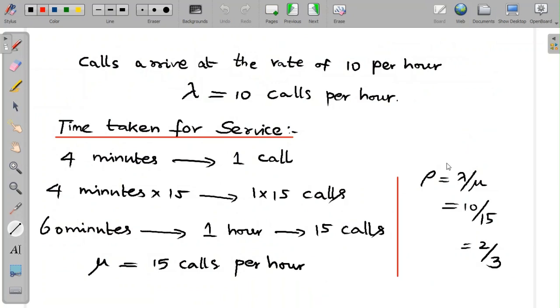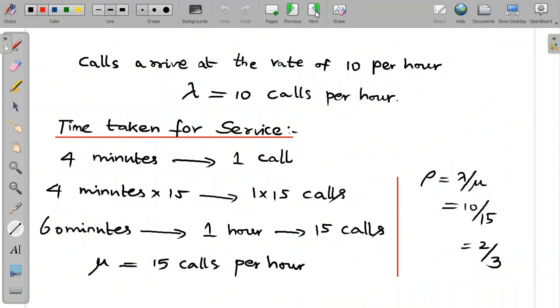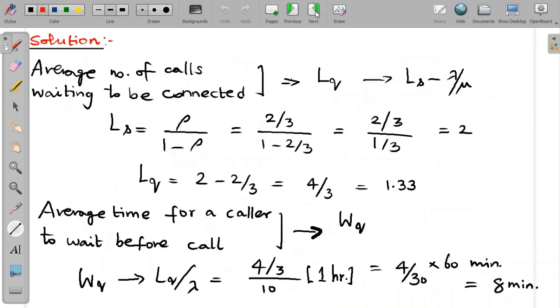Once we know what lambda and mu are, we know the traffic intensity as the ratio of lambda to mu, which is 2 by 3. Now with that, we can proceed and find the answers that are required. The average number of calls waiting to be connected: waiting to be connected means the service hasn't yet begun, so this caller is still in the queue. So we need to find LQ.